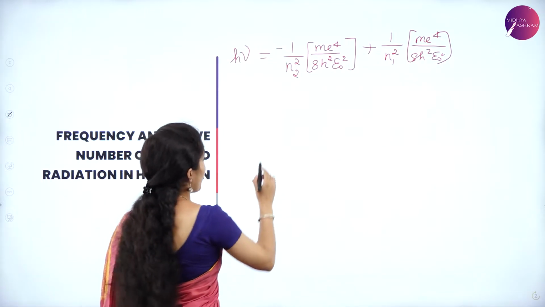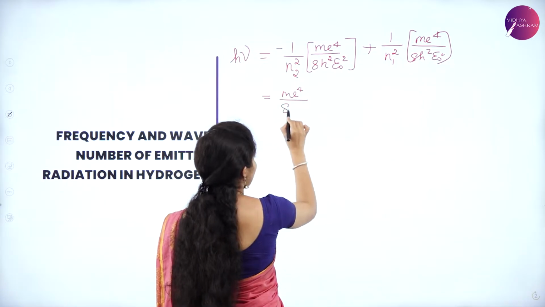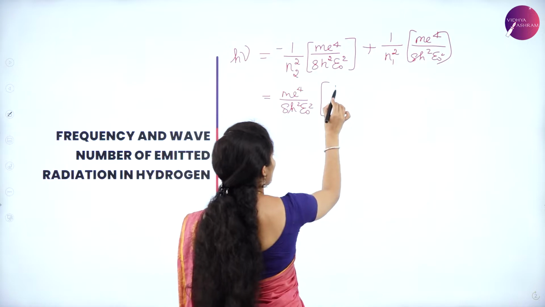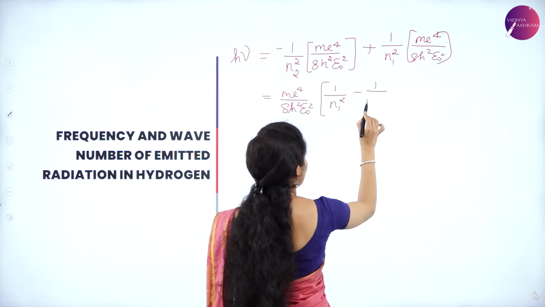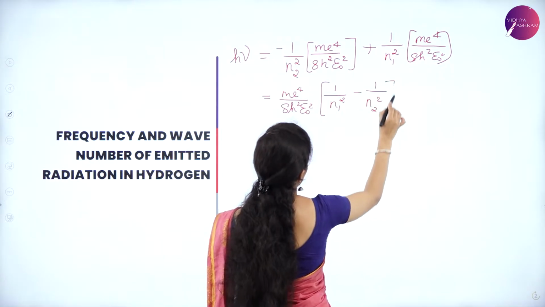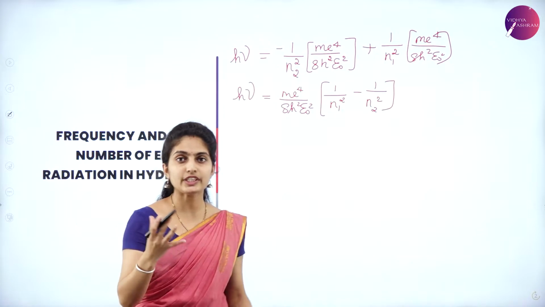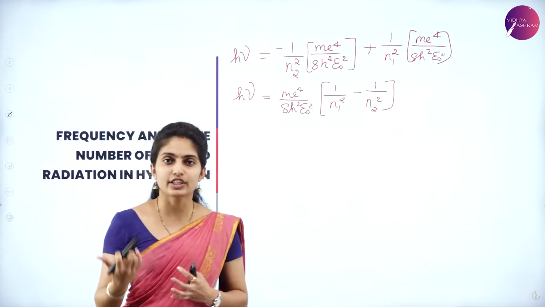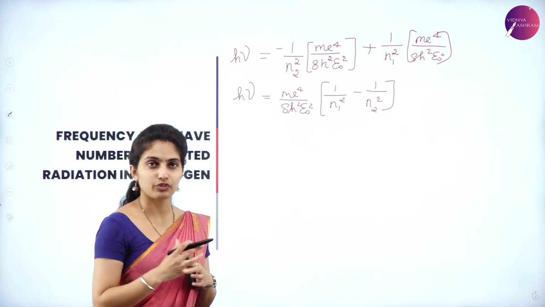On taking common out, we have M e to the power of 4 divided by 8 h square epsilon naught square into 1 by n1 square minus 1 by n2 square. This is the photon which is emitted. The energy is fused over here. We have simplified the initial as well as final energies. So this is a set of equations we have got.